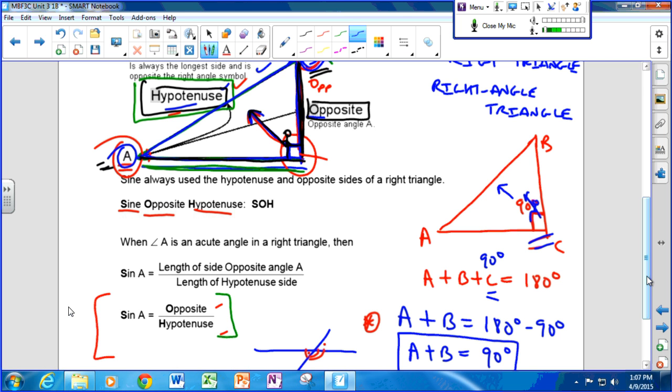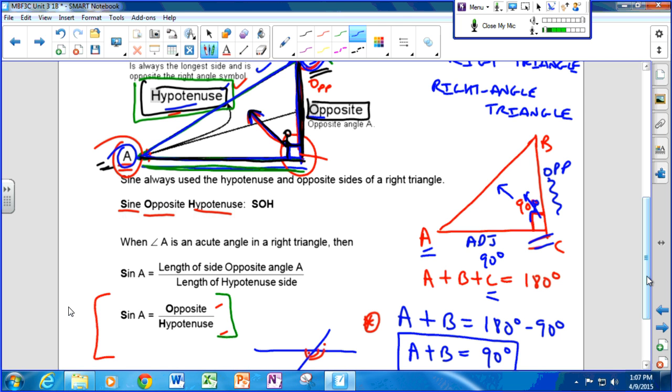So in the case of angle A here, the opposite is going to be this side over here. This is the opposite. I'll do that in blue. And then the adjacent is the side that touches angle A. And so that's right there.